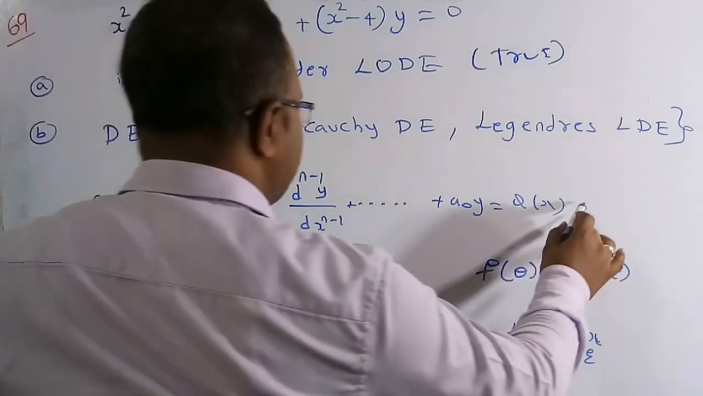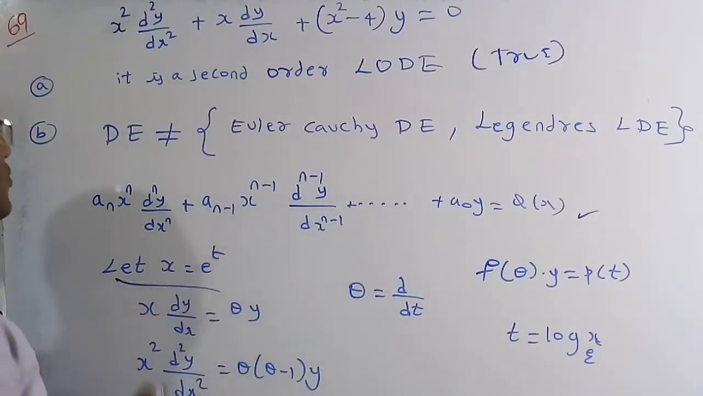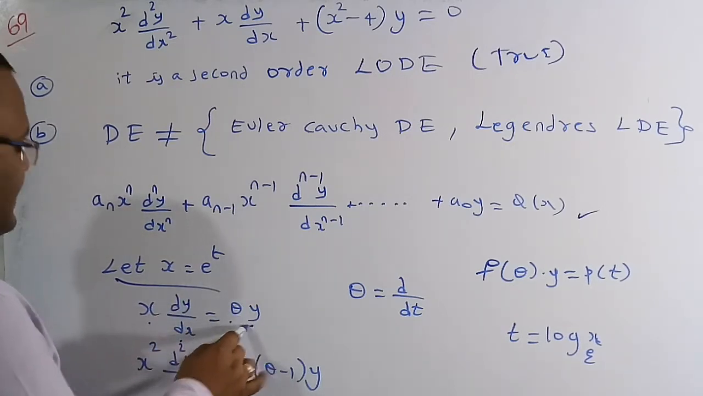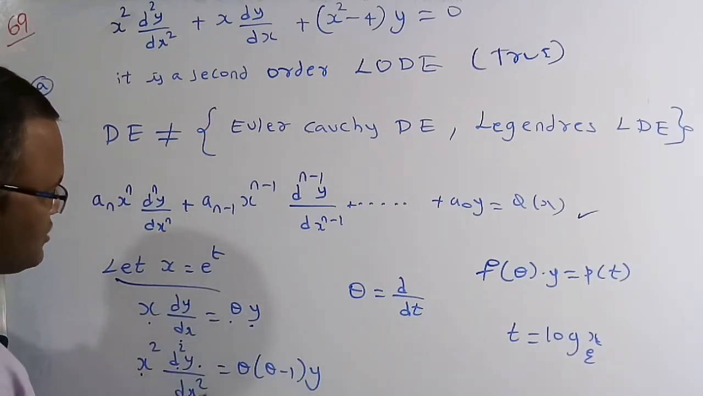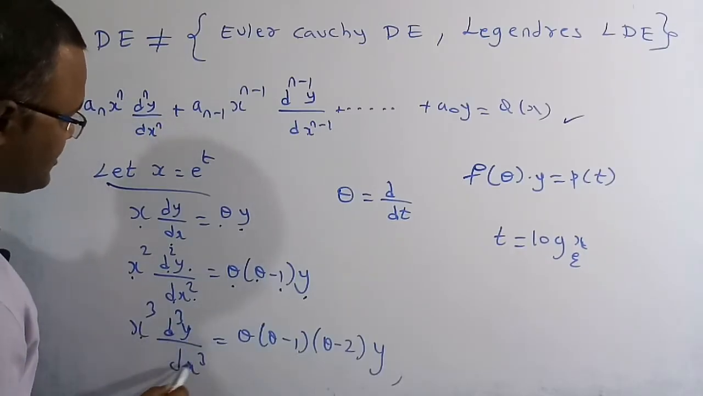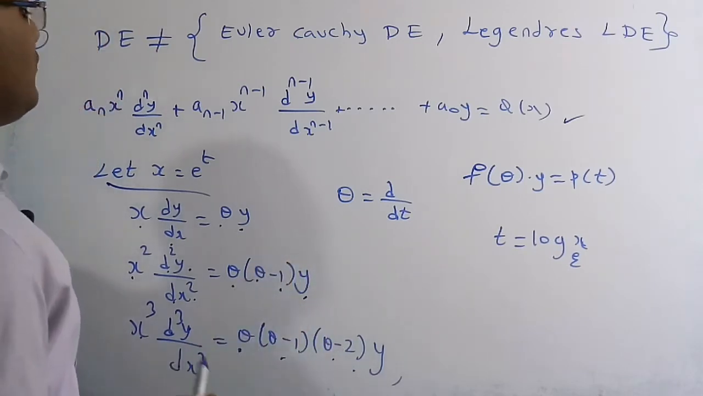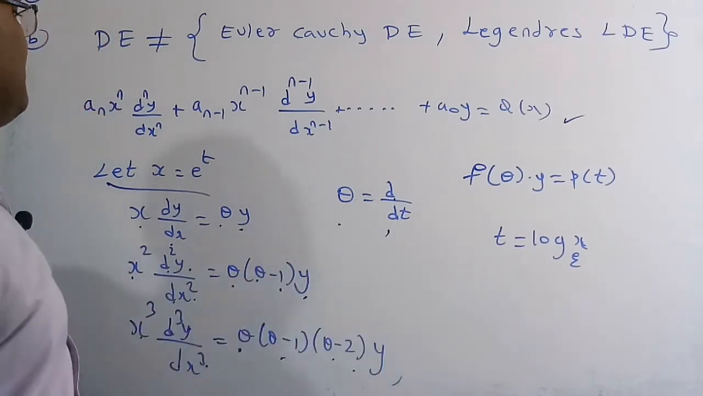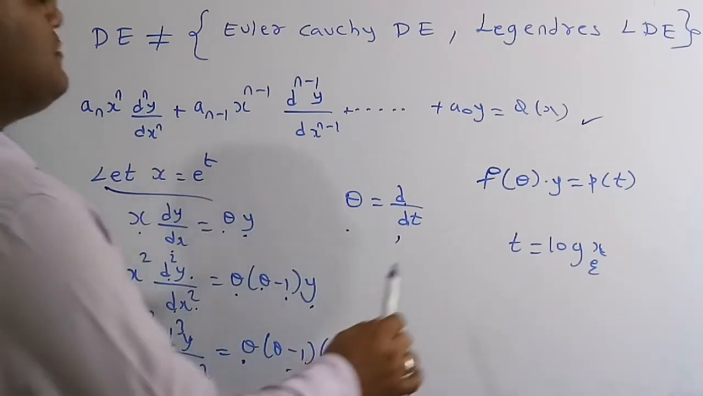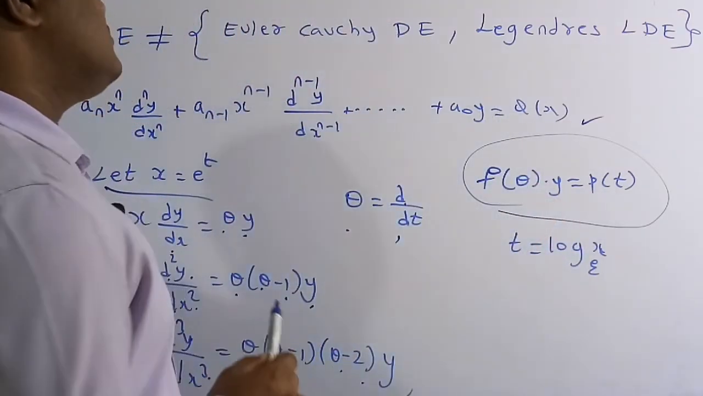Suppose it were in that format, how would we do the conversion? We have to assume x is equal to e to the power of t. Then x dy by dx is equal to theta y, x squared d squared y by dx squared is equal to theta into theta minus 1 into y, and x cubed d cubed y by dx cubed is equal to theta into theta minus 1 into theta minus 2 into y, where theta is d by dt. Wherever these values appear, you just replace them, and after simplification we get this format, which is the constant coefficient form.